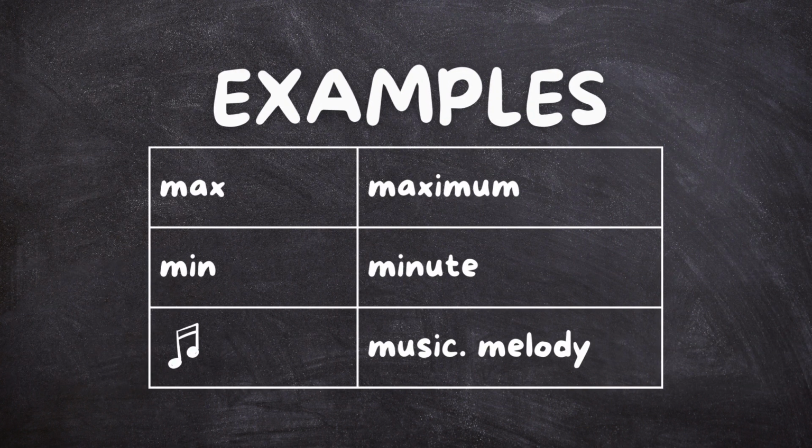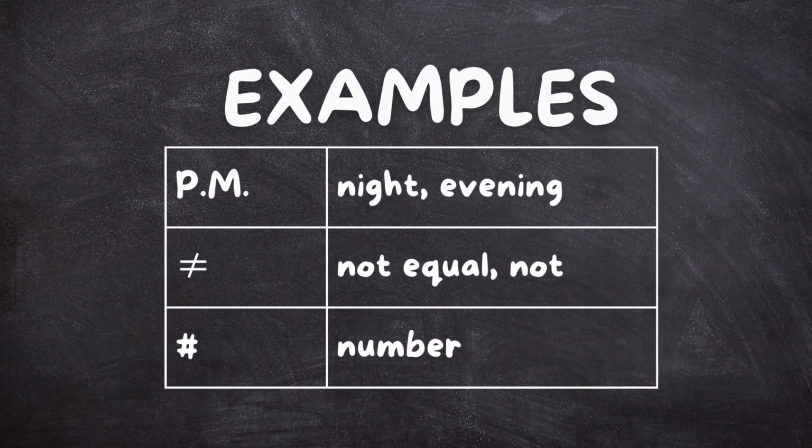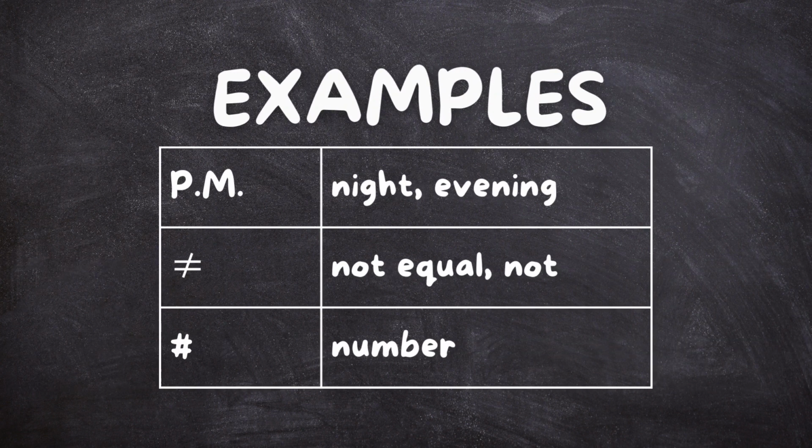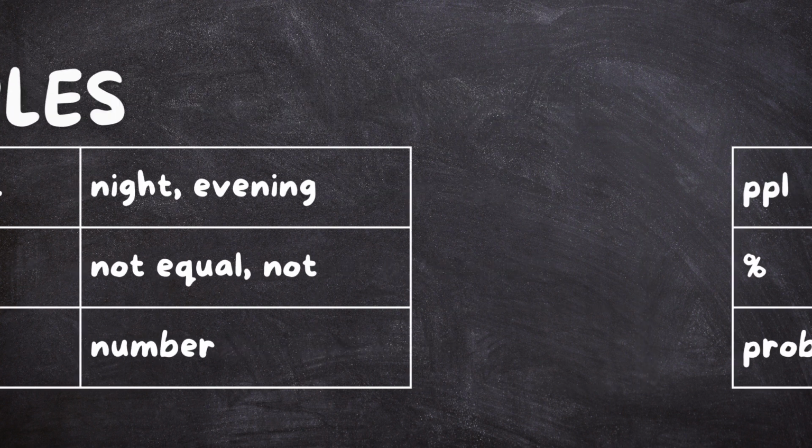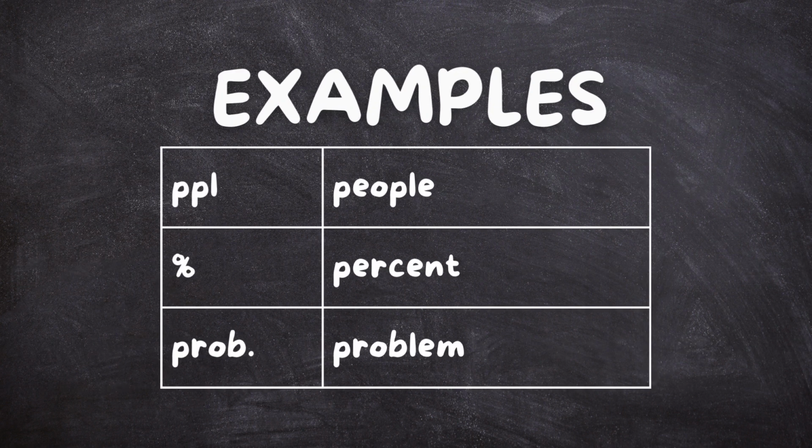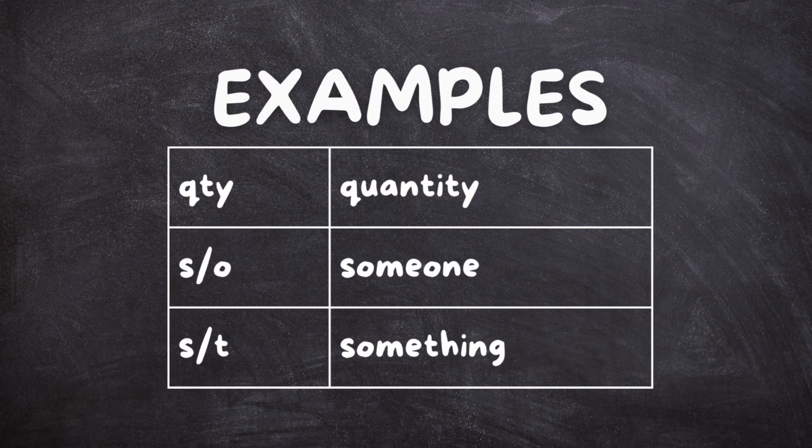Use max for maximum, min for minute, and music notes to represent music or even the word melody. PM stands for night or evening. Equals with a slash through it represents not equal or not. And then the hashtag sign can represent a number. PPL can represent people. You can just use a symbol to represent percent. And then PROB to represent problem. QTY can represent the word quantity.